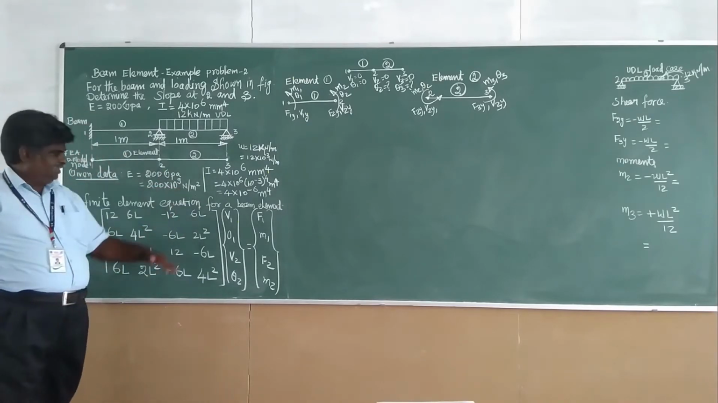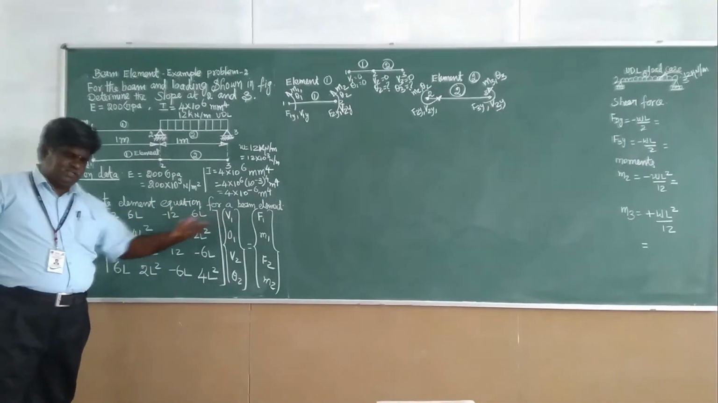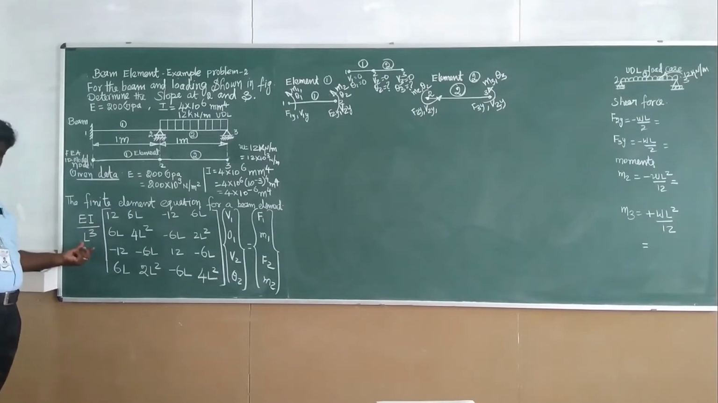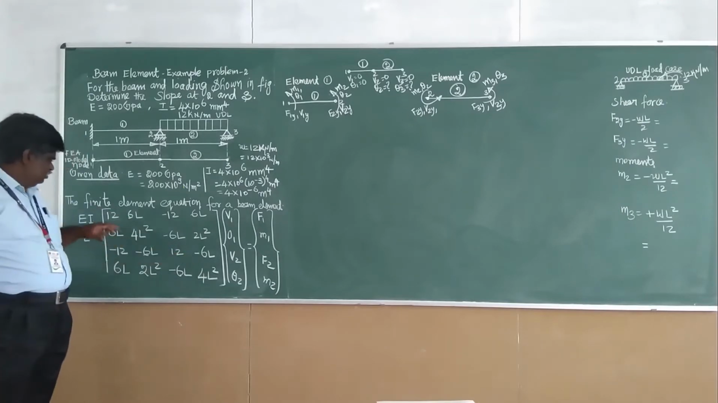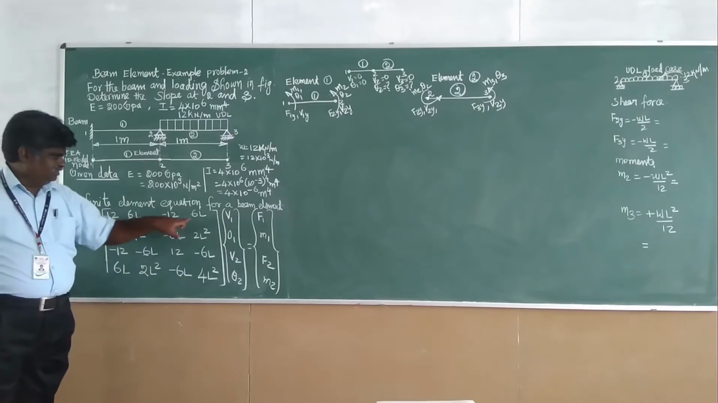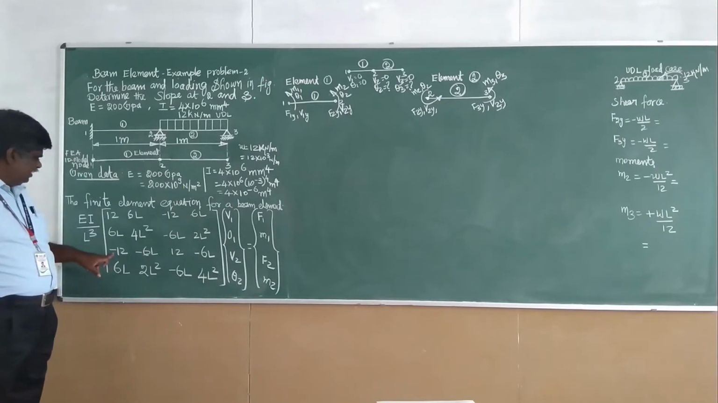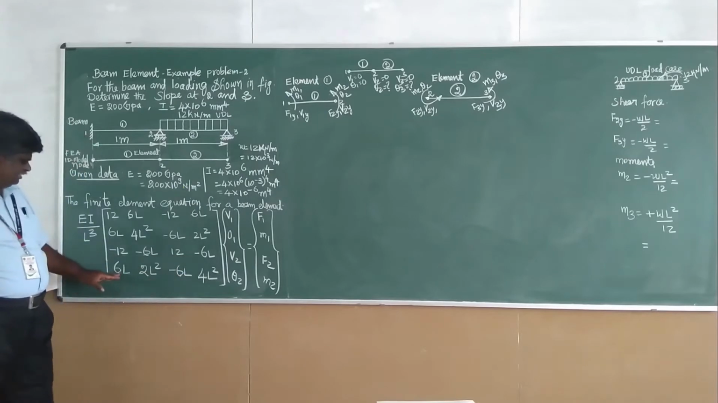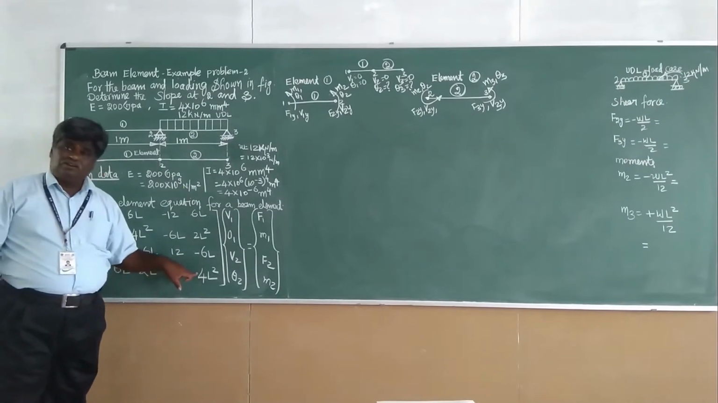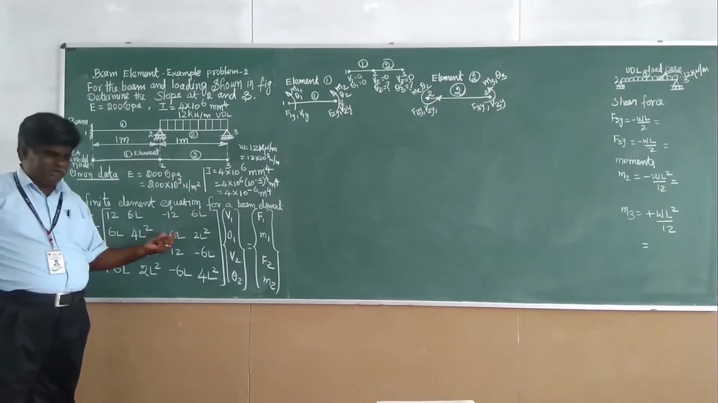We have already derived the finite element equation. The stiffness matrix for the beam element is EI divided by L cube, the material rigidity properties, times a 4 cross 4 matrix: 12, 6L, minus 12, 6L; 6L, 4L square, minus 6L, 2L square; minus 12, minus 6L, 12, minus 6L; 6L, 2L square, minus 6L, 4L square. This is the stiffness matrix for the beam element.